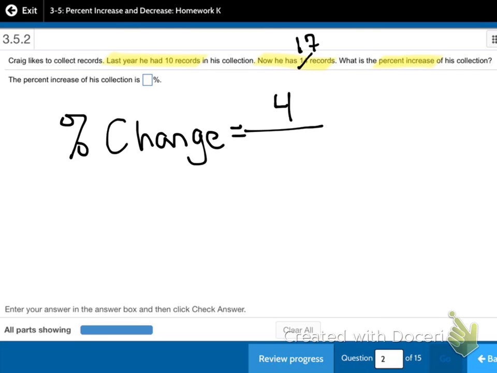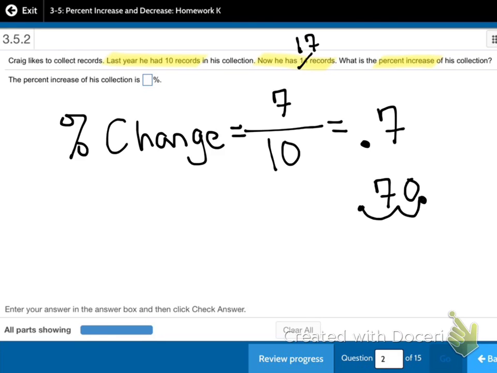I'm going to switch the number here just because the last problem we also had a change of 4. So let's switch it from 14 to 17. So how do you go from 17 down to 10? Well, you changed by 7, okay? So 7 over 10, which is 0.7, and we're going to do the same trick. We're going to move the decimal point 2 places to the right. So my percent increase is 70%. He increased by 70%, okay?